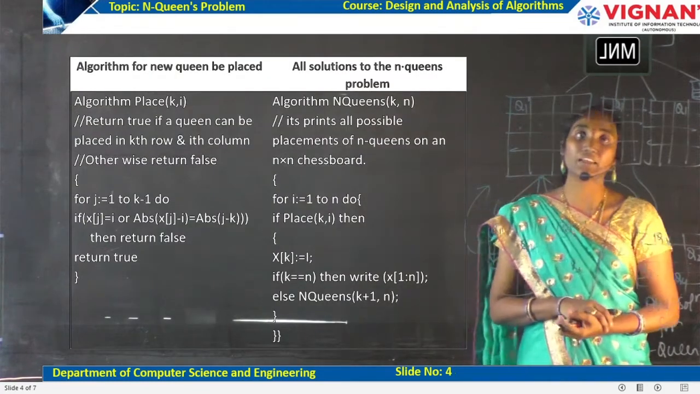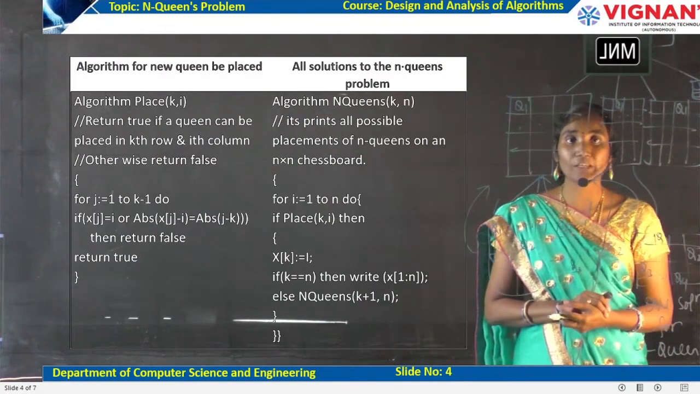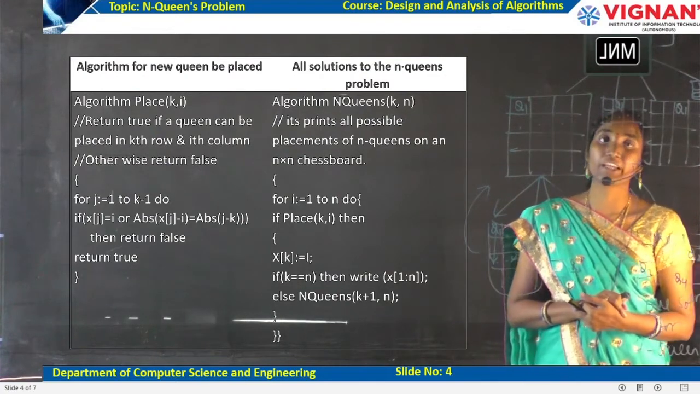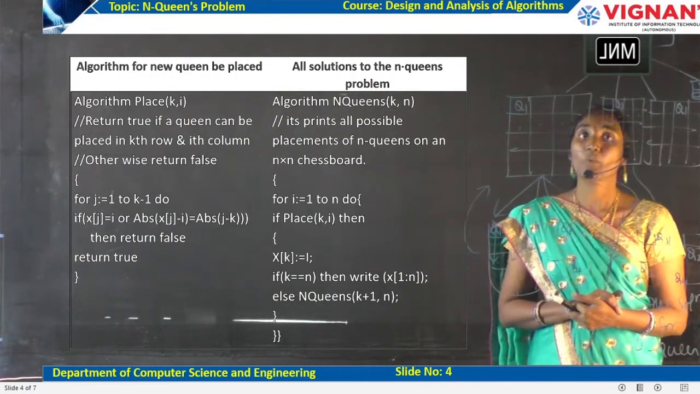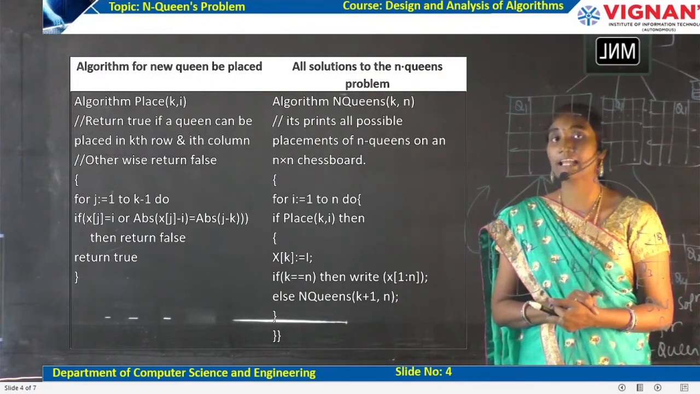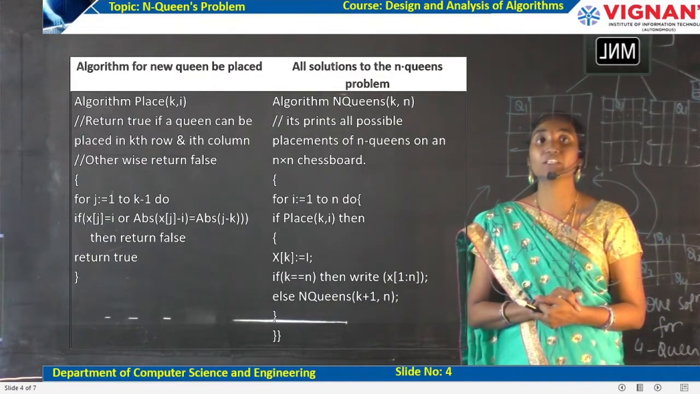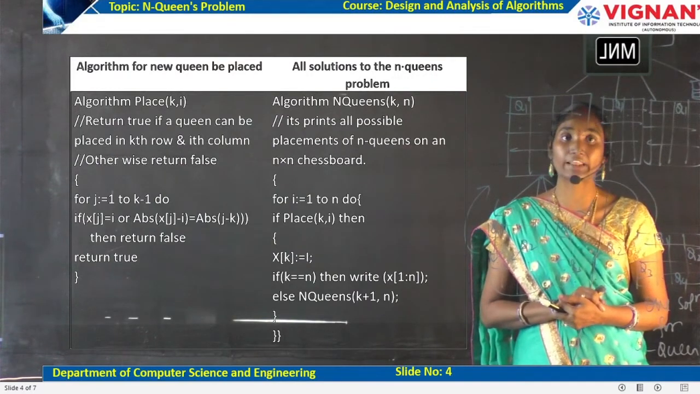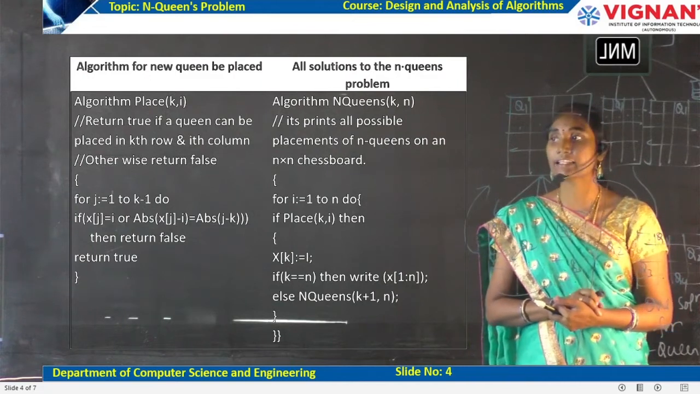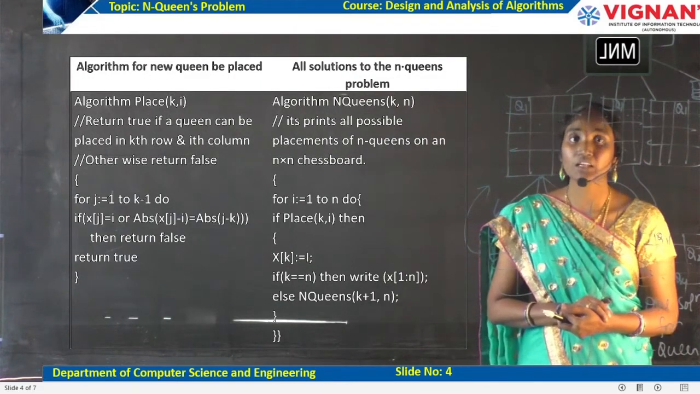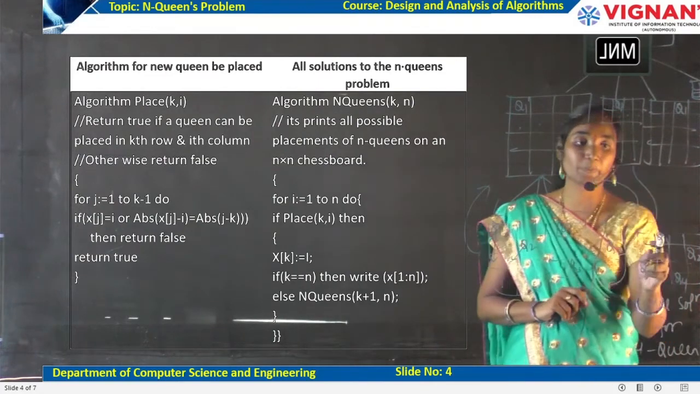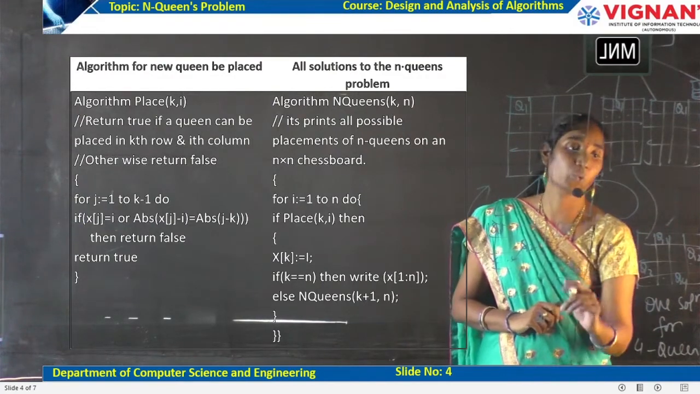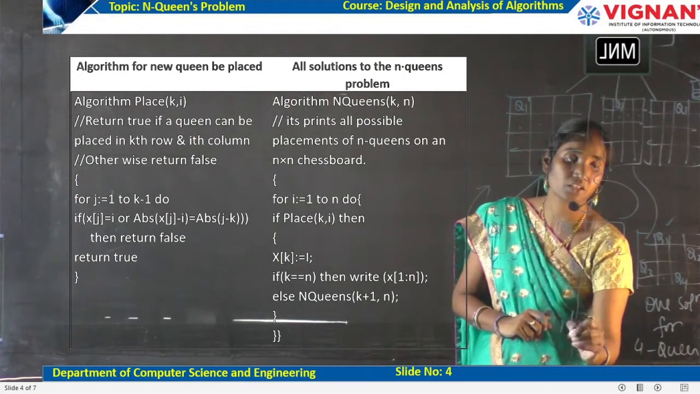Now this is the algorithm for placing 8 queens in the 8x8 chessboard for the 8 queen problem. Here I'll have 2 algorithms: one is the place algorithm and the other is the n queens algorithm. The place algorithm is used for checking whether a particular queen can be placed in the corresponding column, whereas the n queens algorithm is going to give you the tuple solution. For example, for this particular 4 queen problem, the solution can be: in the second row I have kept q1 in the 4th column, and here in the 1st column, and here in the 3rd column.